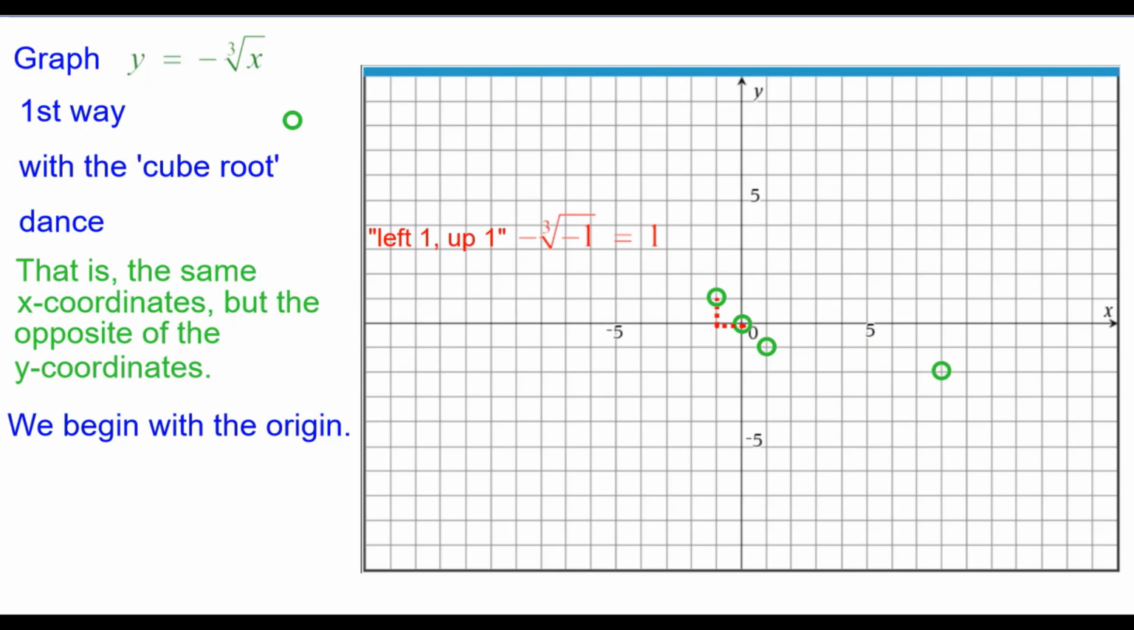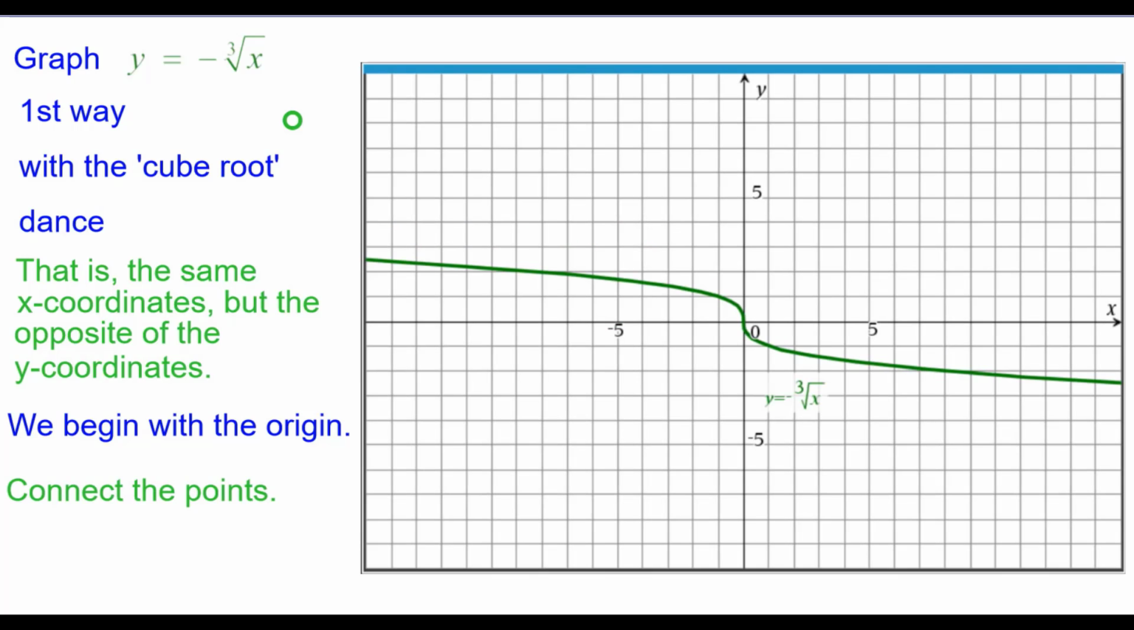You can take cube roots of negative numbers, so left 1, up 1. The opposite of the cube root of negative 1 is positive 1. And the opposite of the cube root of negative 8 is positive 2. So with those 5 points, we should be able to connect the points and make the cube root looking graph. It's the opposite of that.